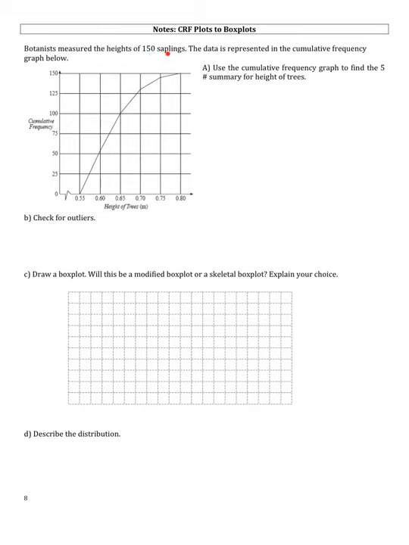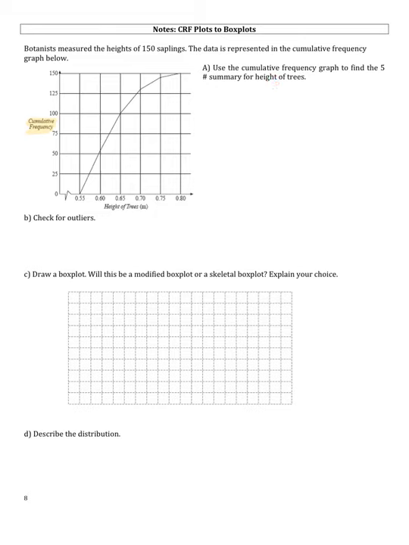Botanists measure the height of 150 saplings. The data is represented in the cumulative frequency graph below. It's important to realize that this particular example is a cumulative frequency graph, because cumulative relative frequency obviously goes from 0 to 100%, and it's much easier to read those values. I wanted to show you what cumulative frequency looks like. So we looked at 150 saplings. We're going from 0 to the full frequency of 150, and we're going to try and build a box plot off of this. Use the cumulative frequency graph to find the 5-number summary for the height of trees.